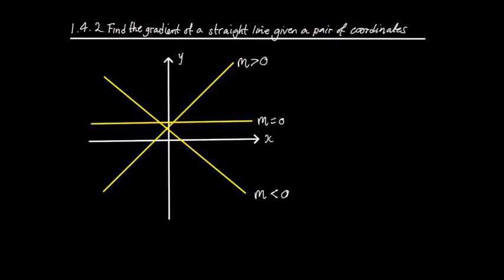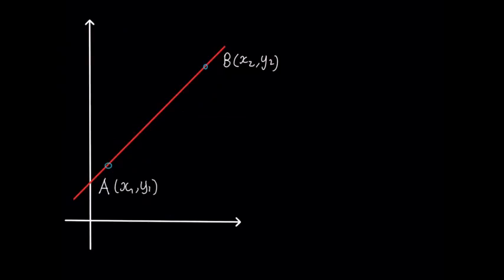Let's have a look at how we calculate m then. If we consider a straight line and 2 points A and B, A has the coordinates x1, y1, and B has the coordinates x2, y2. We'll start by creating a right-angled triangle with these points, and we'll label the point next to the right angle C.